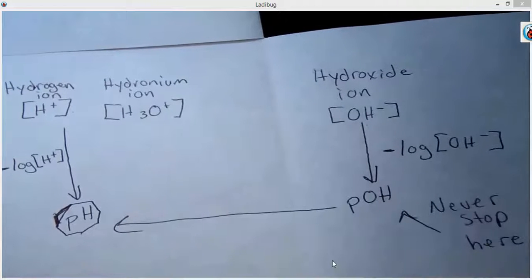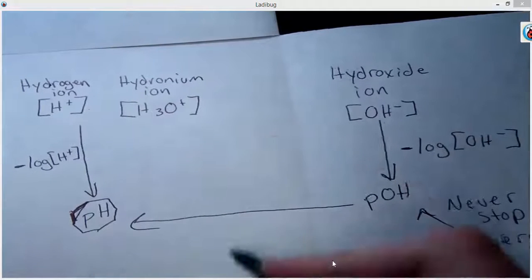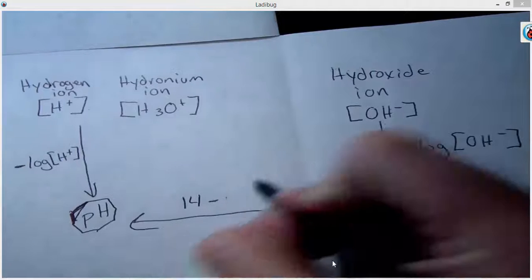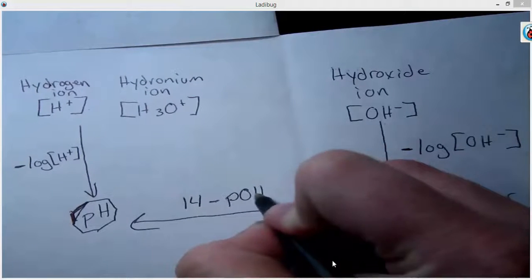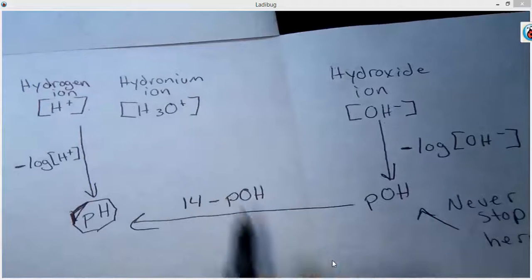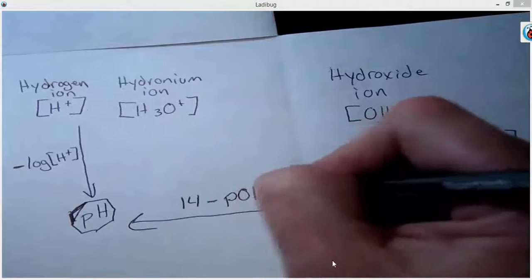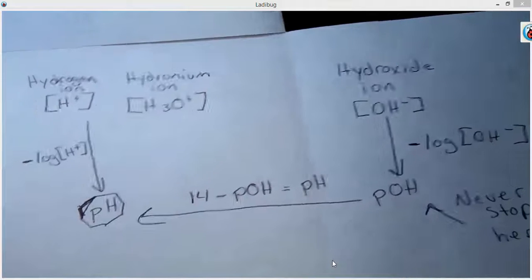So the question is, how do we get to pH? Well, once you figure out the pOH, it's pretty simple. On a scale of 0 to 14, to get to the pH, all you have to do is take 14 and subtract whatever the pOH is. So that part's pretty easy. So let's start by doing a couple of examples.